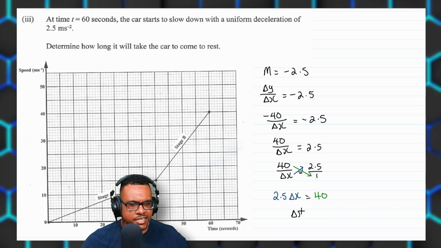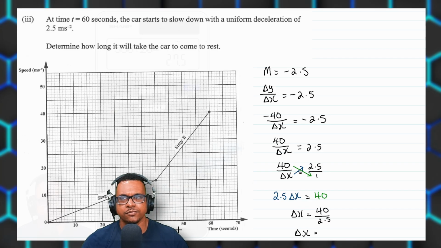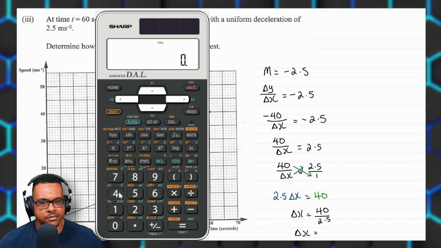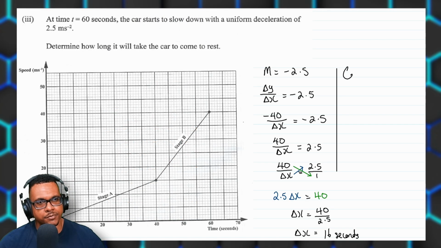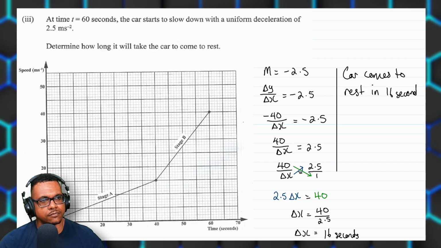So now my change in x is equal to 40 divided by 2.5. So my change in x is equal to, all right, let me work that out on the calculator. 40 divided by 2.5, and we get 16. So that's 16 seconds. All right, so that's 16, my change in x, seconds. So the car comes to rest in 16 seconds. And this will bring us to the end of this video.